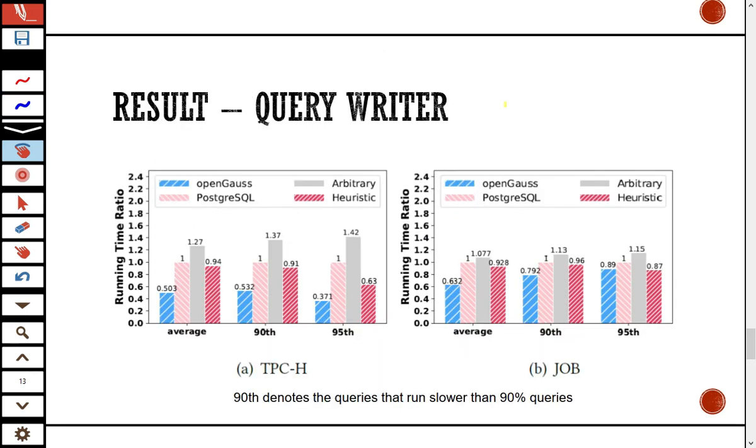After integrating the query rewriter into OpenGauss, it was tested against different database systems. It was tested against PostgreSQL, some arbitrary database systems, and other database systems that use a heuristic approach. There are two different benchmarks that were used in testing the query rewriter. The first one is TPC-H and the second one is GOB. And it turns out that OpenGauss has the least running time for both TPC-H and GOB.